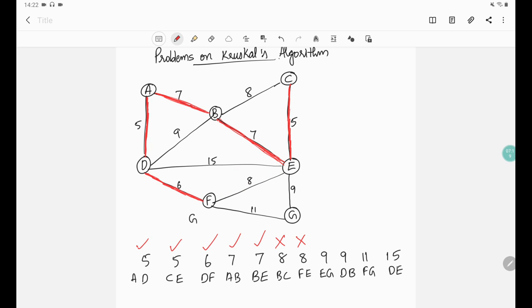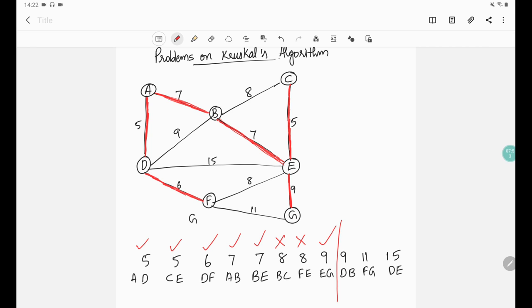The next edge that we are trying to consider is edge EG. Edge EG can be added to the spanning tree. It will not create any circuit. Okay. Now we have understood that the graph has become connected. That means all the vertices have now been added to the spanning tree. Therefore, we can stop the algorithm right now.